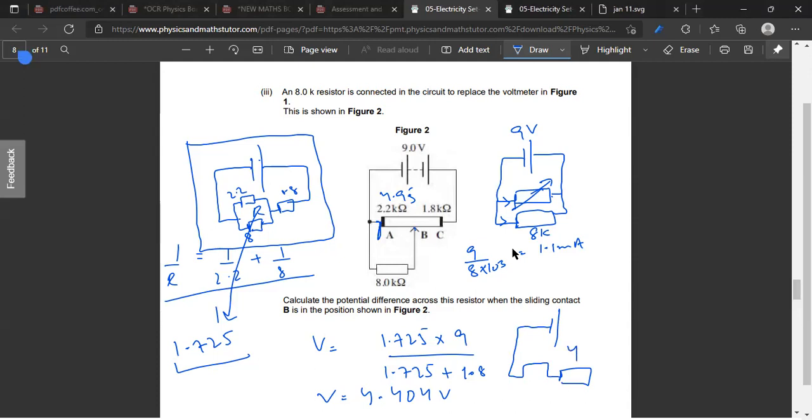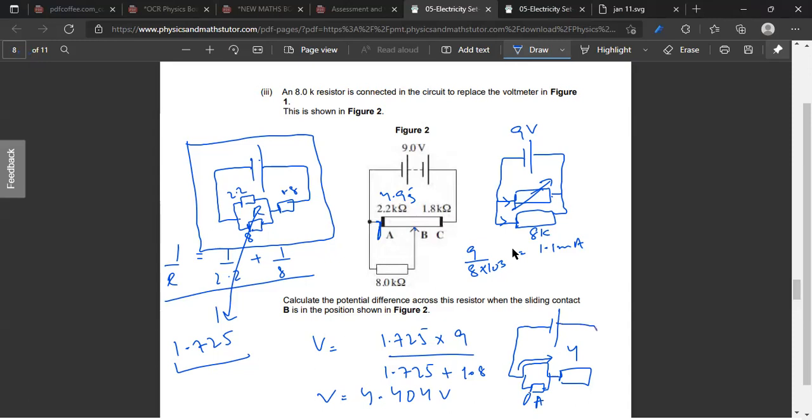So this is 4, and this is the 8K resistor. So basically there is actually 0 resistance here, and there is 8 here. So all the current will then pass through here. So this will get 0 current, 0 amperes.